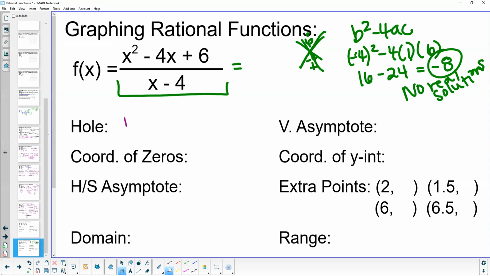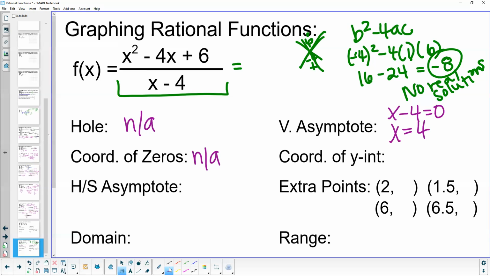Meaning that there is no hole, because we can't cross anything out. So if there's no hole, and we checked and there are no real solutions, that means there's also going to be no zeros. Now, when it comes to our vertical asymptote, we're going to do the same thing we did before: take our x minus 4 equal to 0. So x is going to be 4.